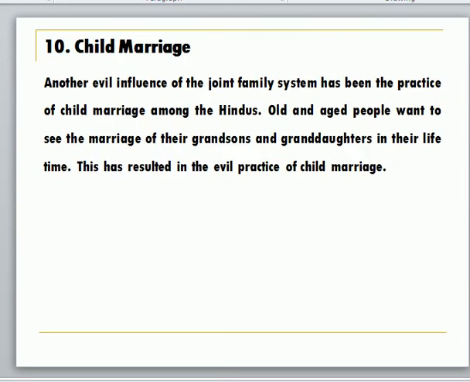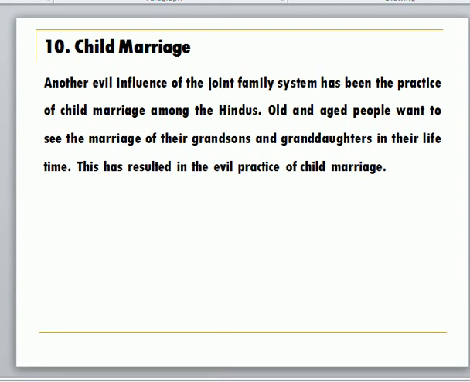And finally, child marriage almost takes place in the joint family system. Another evil influence of the joint family system has been the practice of child marriage among the Hindus. Old and aged people want to see the marriage of their grandsons and granddaughters in their lifetime. This has resulted in the evil practice of child marriage, as it happens in Afghanistan as well, but not as much as in other countries, because the Indian nation is very poor. As I told you, they don't have a place for their residence. They pass their life on the roads, footpaths and open places.